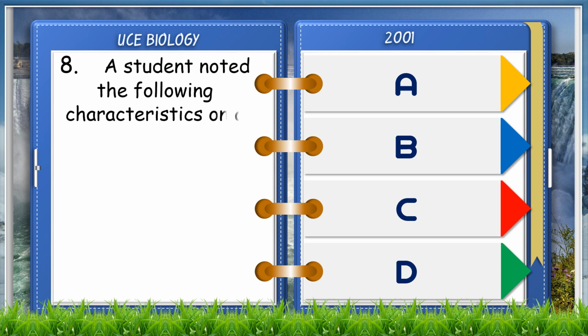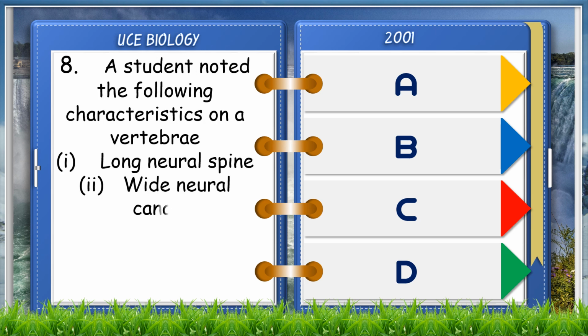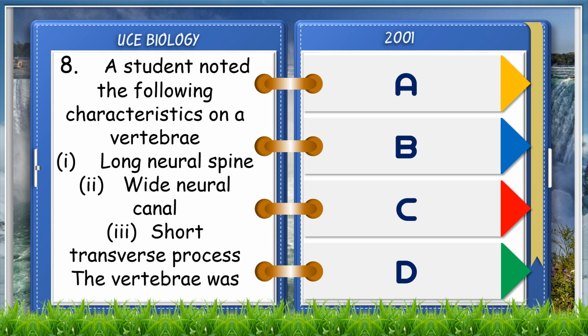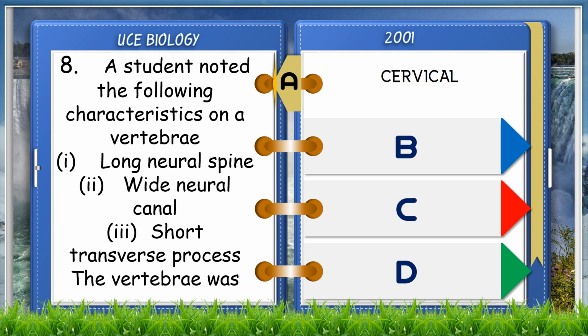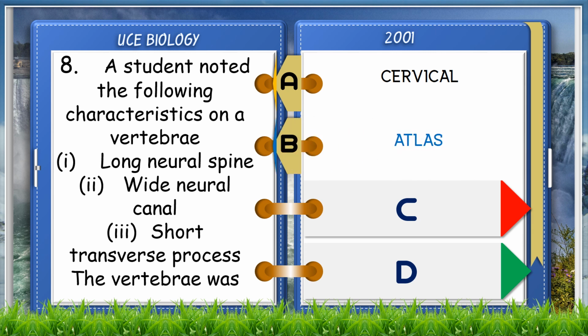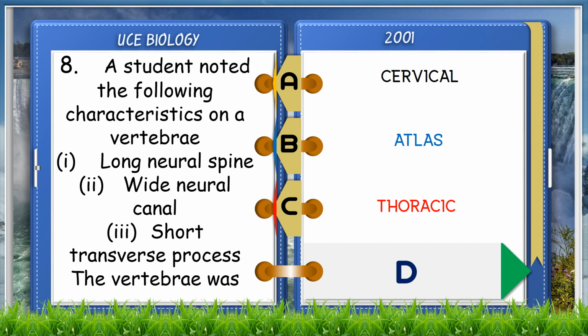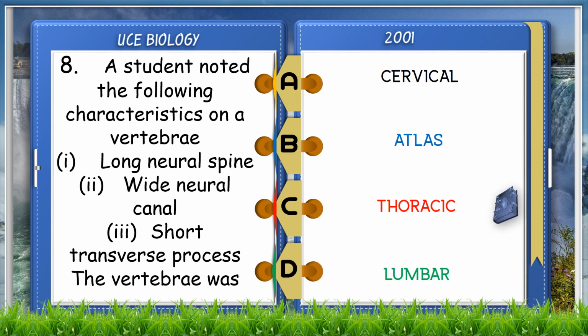A student noted the following characteristics on a vertebra. 1. Long neurospine. 2. Wide neurocanal. 3. Short transverse process. The vertebra was A. Cervical. B. Atlas. C. Thoracic. D. Lumbar. The answer is C. Thoracic.